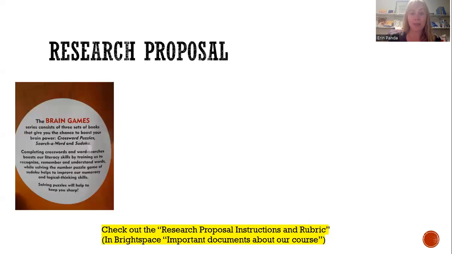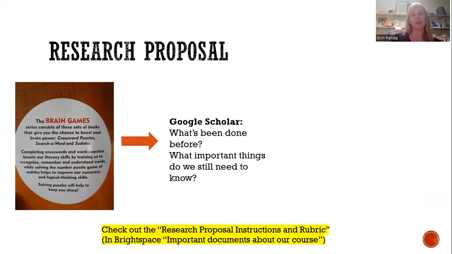You're going to come up with an idea that you find interesting and that you want to learn more about. This could be anything as long as it pertains to children and youth. Here's a photo from the back of my Sudoku book that suggests that Sudokus and doing word searches and crosswords make you smarter. This sort of piqued my interest to think, well, does it really? And in what ways and for whom? So that's the first step of your research proposal: coming up with a bigger idea that you're interested in.